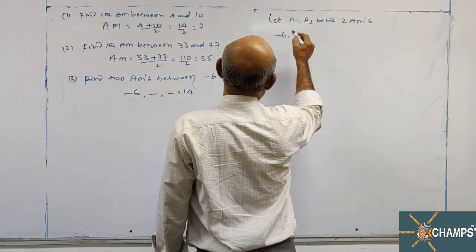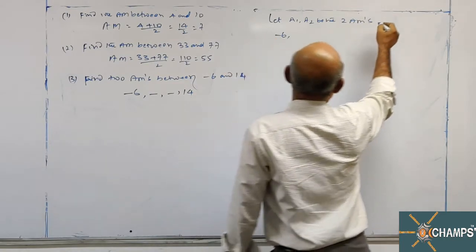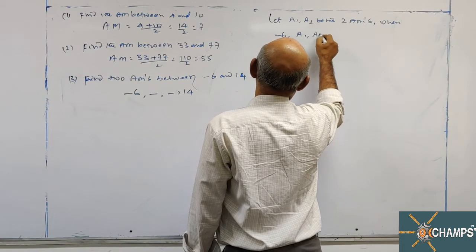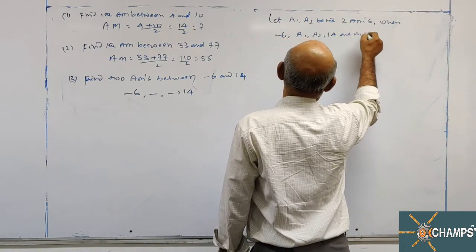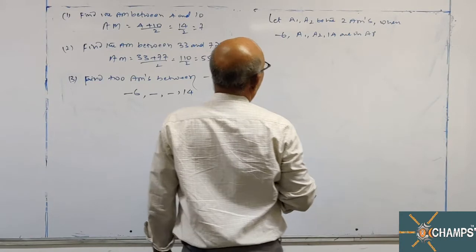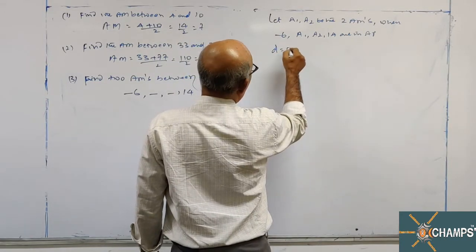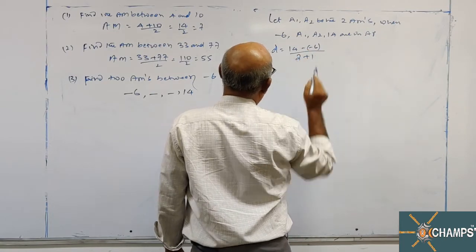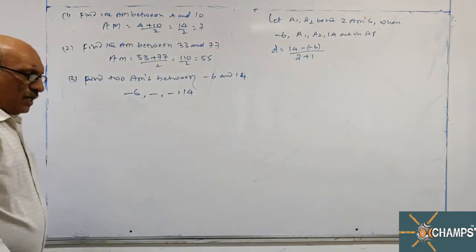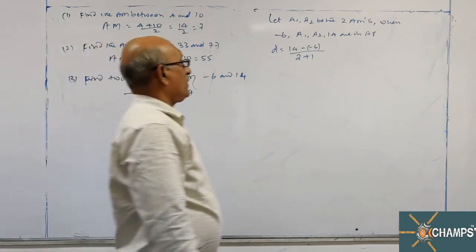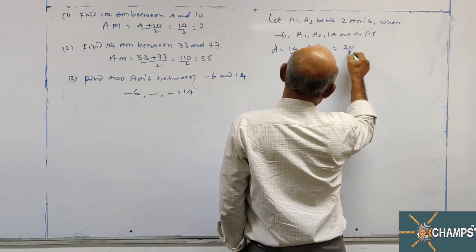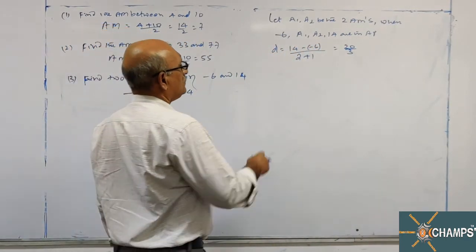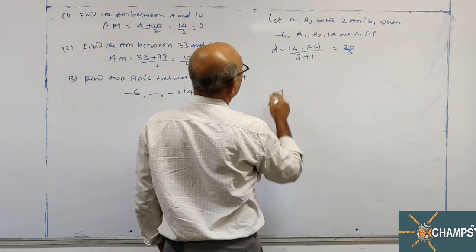So minus 6, A1, A2, 14 are in AP. The common difference is last term minus first term divided by number of arithmetic means plus 1. So this is 20 divided by 3. 14 plus 6 is 20.